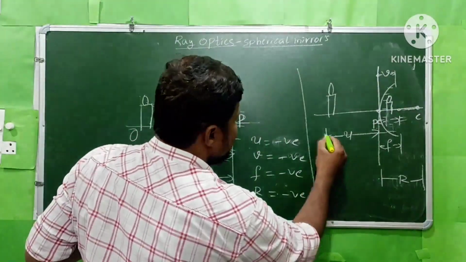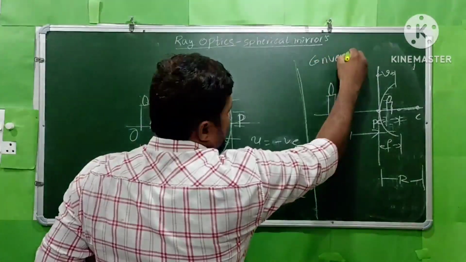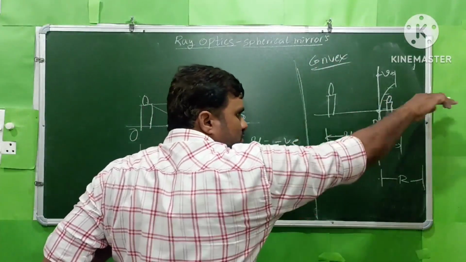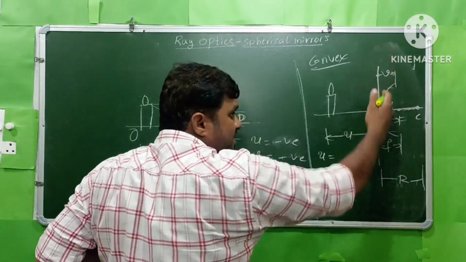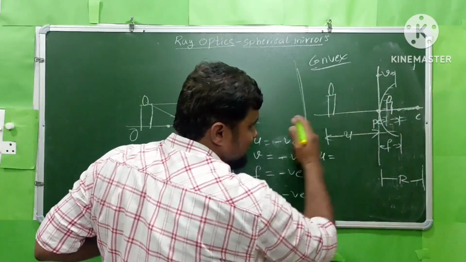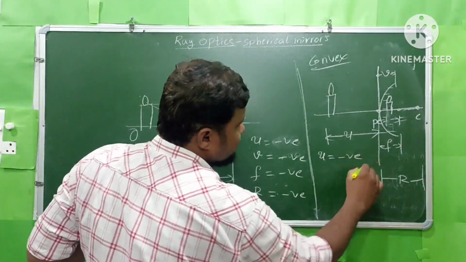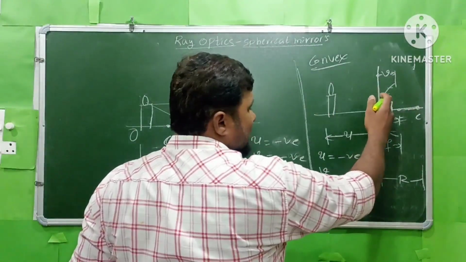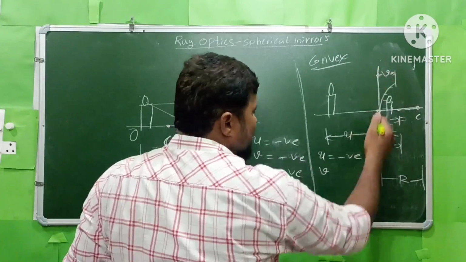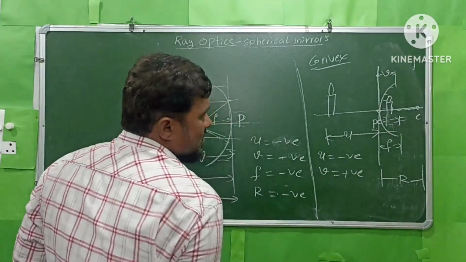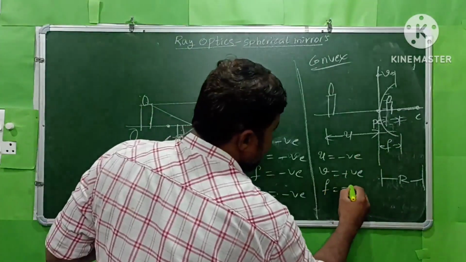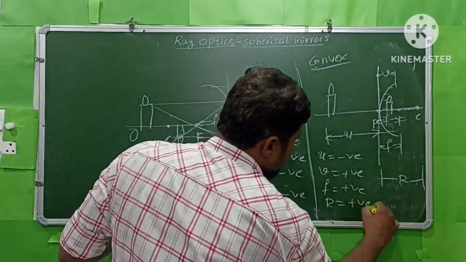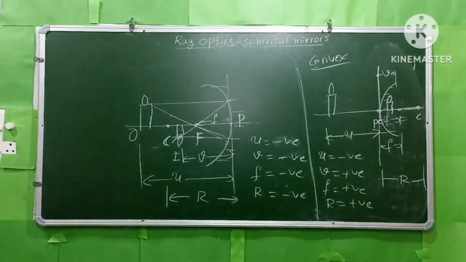Now apply sign convention for the convex mirror. If you observe the object on the left side, in the direction of ray propagation all positive, this imaginary y-axis remaining right side all positive, left side negative, u is taken as negative. If you observe image distance, image formed opposite to the object, on the right side, so v is taken as positive. Focal length f is taken as positive, radius of curvature R, right side, R also taken as positive. These are the sign conventions.